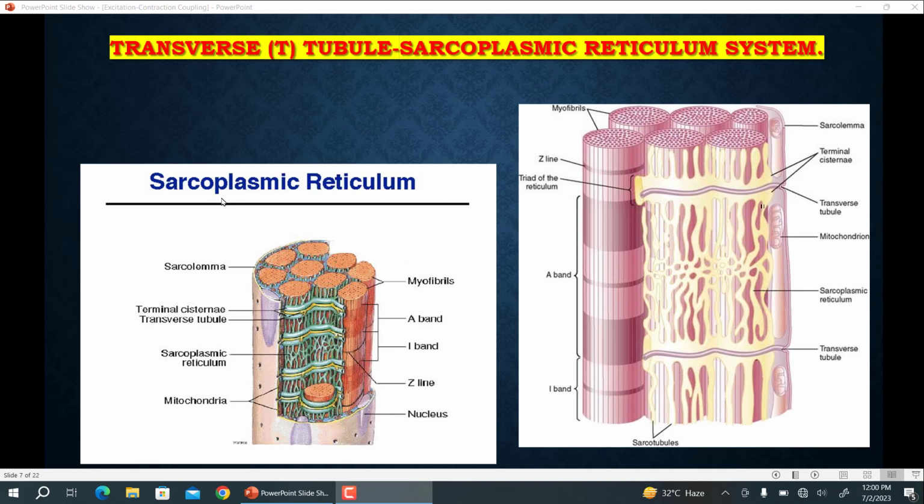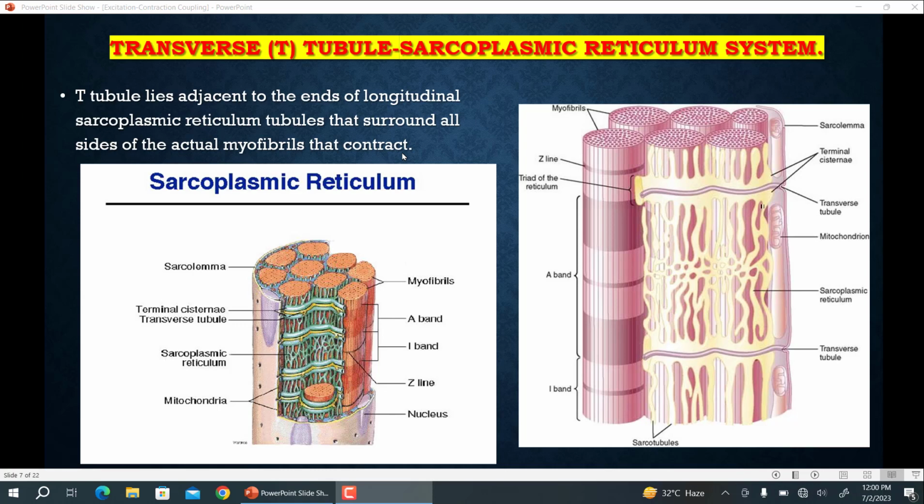Now, the transverse tubule and sarcoplasmic reticulum play a most important role in the excitation-contraction coupling mechanism. So, we will discuss these structures in detail. The T-tubule lies adjacent to the end of the longitudinal sarcoplasmic reticulum tubule that surrounds all sides of the actual myofibril that contracts. We have two structures.